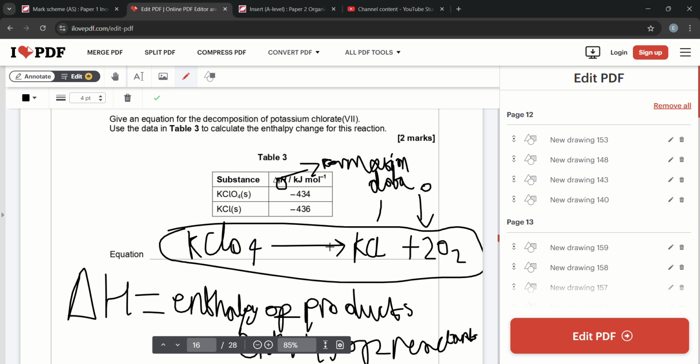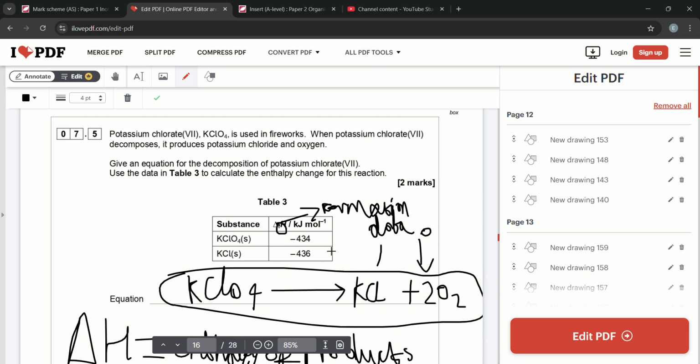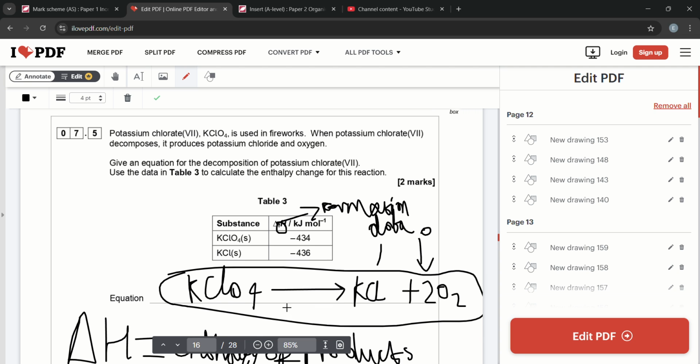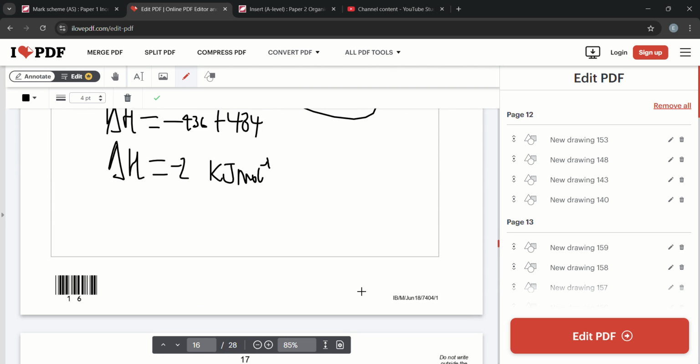We got the decomposition reaction, and then we can see that tiny f is formation data, therefore we use delta H as enthalpy of products minus reactants, and then substitute values in and you get minus 2 kJ mol^-1. That's the end of question 7.